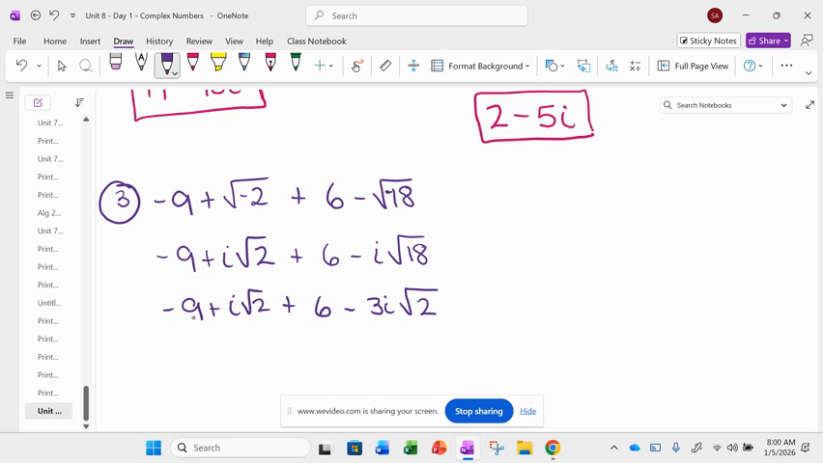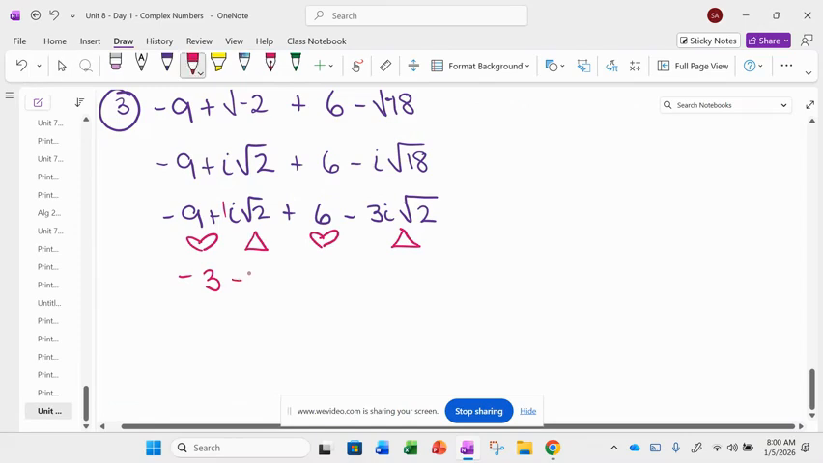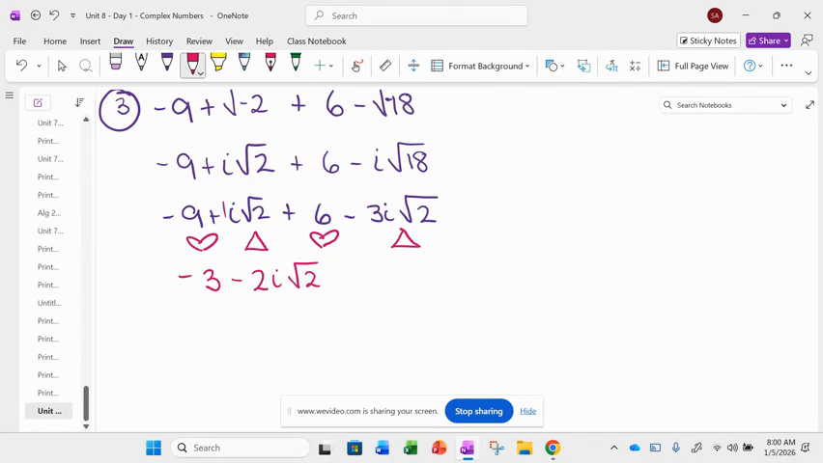And now we combine our like terms. So I have a negative 9 and a positive 6 gives us a negative 3. Then I have an i root 2 and a negative 3i root 2. Do we all agree this is a 1i root 2? So if I have a positive 1 and a negative 3, so 1i minus 3i is a negative 2i root 2. If those radicals were different, would I be able to add them? No.